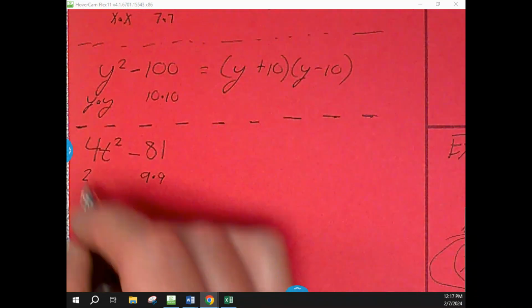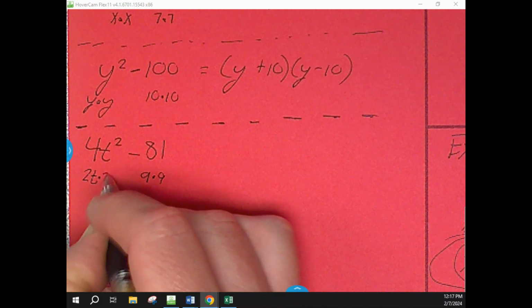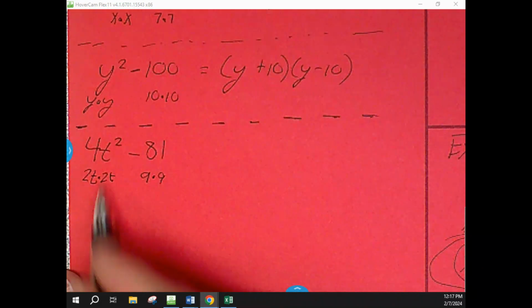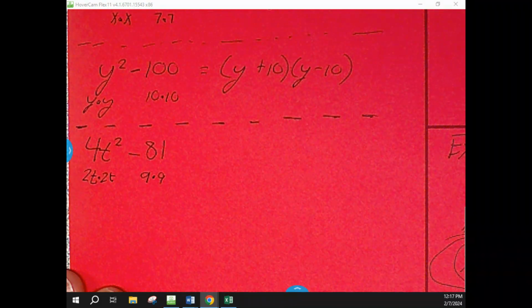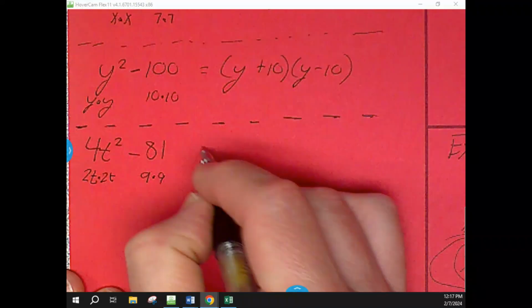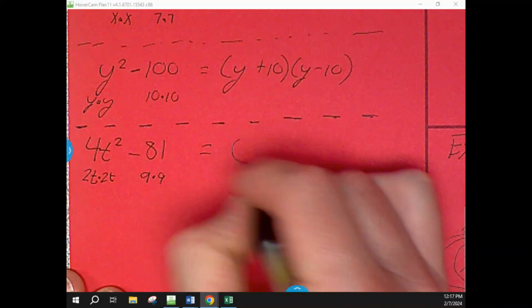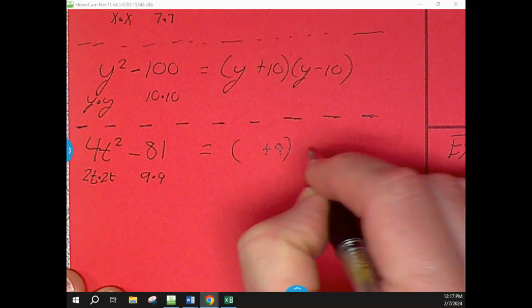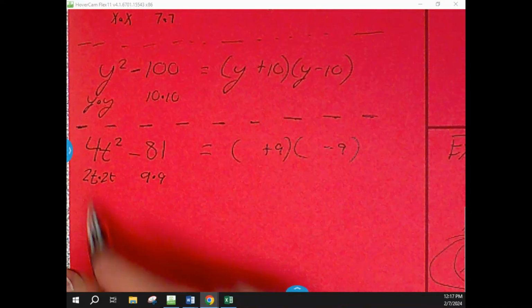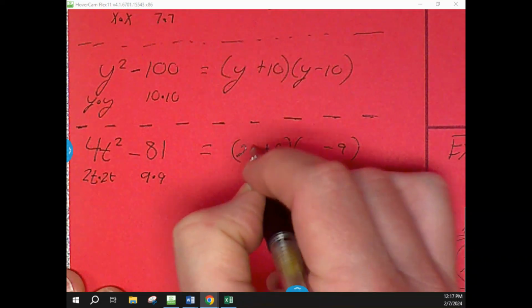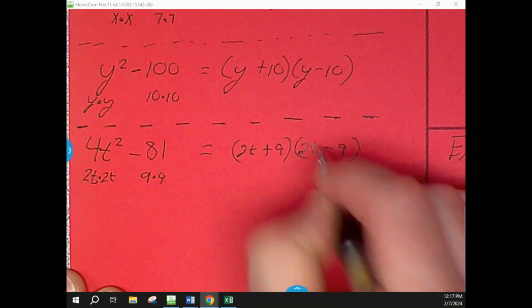Now, the difference is this time we're going to do 2t and 2t. So you still need the variable twice. You need the number twice based on that one. Okay, and since it's negative 81, yep, we know it's going to be plus and minus 9. And then whatever this number is here, it'll be the same. So it'll be 2t and 2t.